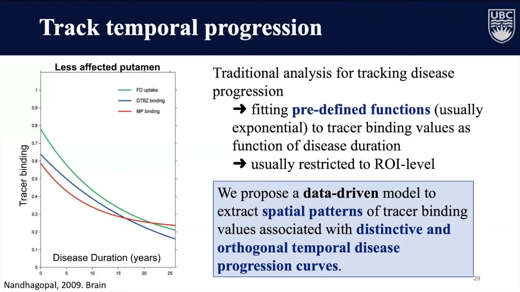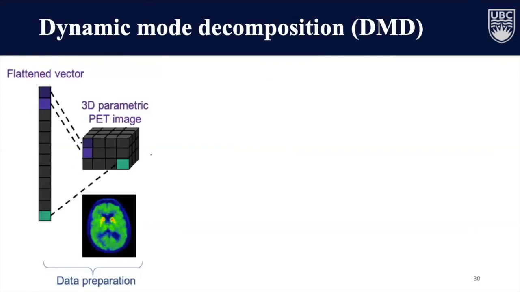So we propose a data-driven model to extract spatial patterns of tracer binding values associated with distinctive and orthogonal temporal disease progression curves. The method we proposed is dynamic mode decomposition.